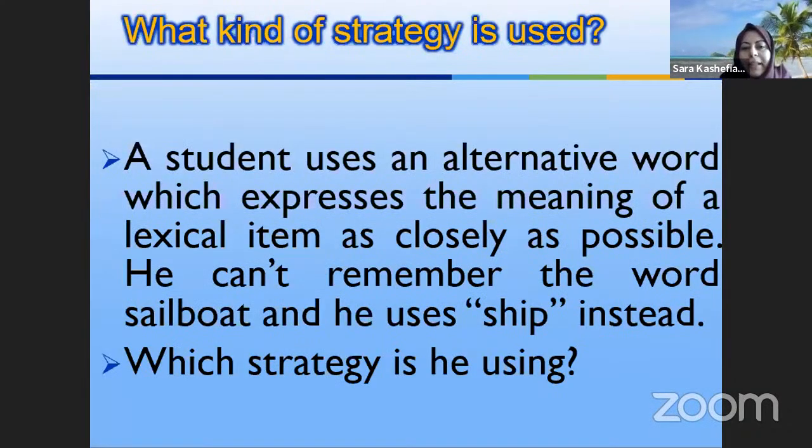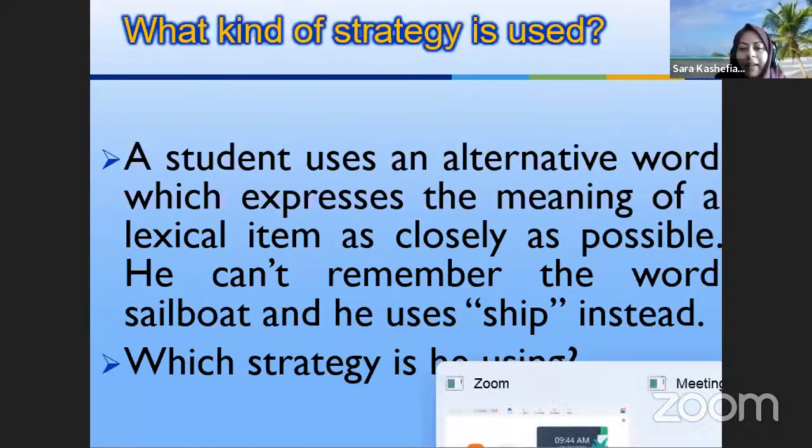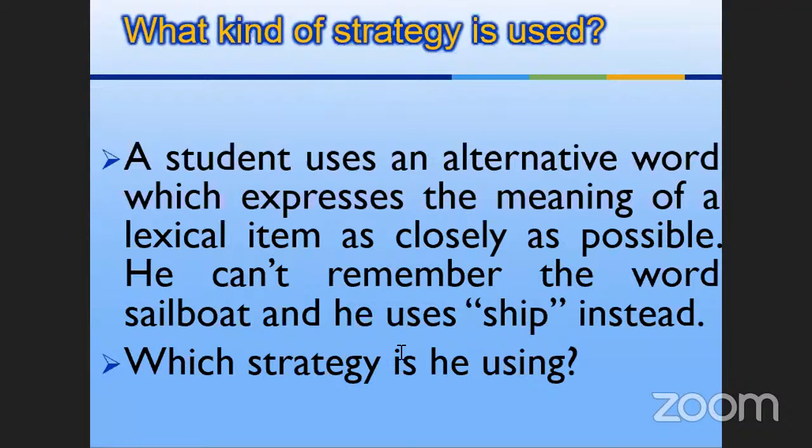Now, students, I want you to answer. It's actually a review of this part. And if I can see in the chat box. So a student uses an alternative word which expresses the meaning of a lexical item as closely as possible. He cannot remember the word sailboat and he uses ship instead. Which strategy is he using? So you can write down in the chat section. Dear participants, you can write it. Which communication strategy is he using from the things that I told you?